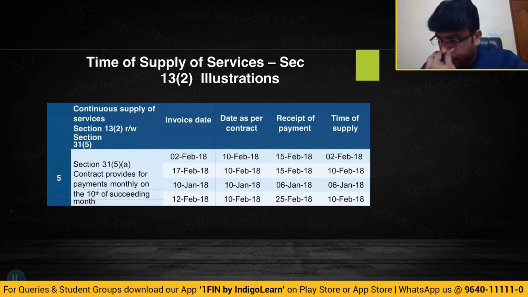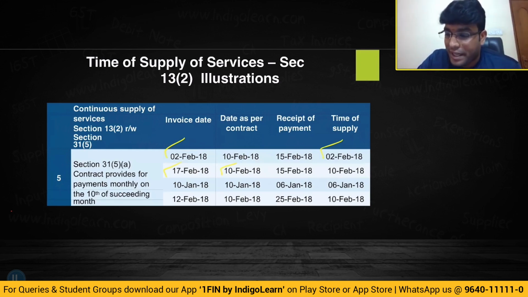Continuous supply. Come on. Invoice date is what? 2nd February. Time of supply becomes 2nd February. Invoice date 17th, but as per contract it is 10th. Now, date as per contract, what is given? 10th is the date as per contract. But actual invoice date when I gave 17th.